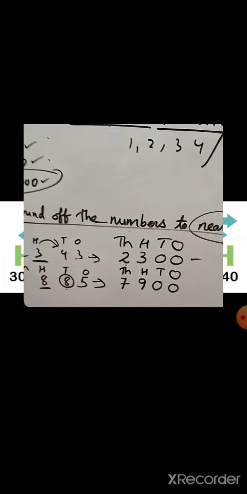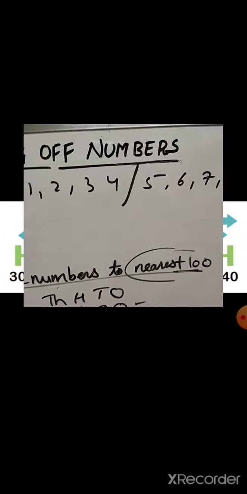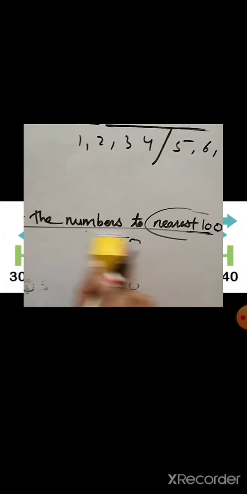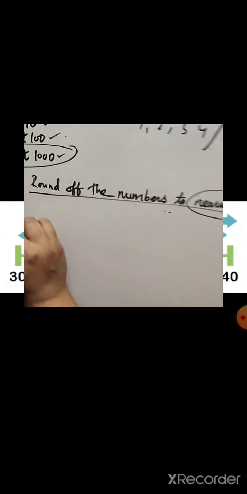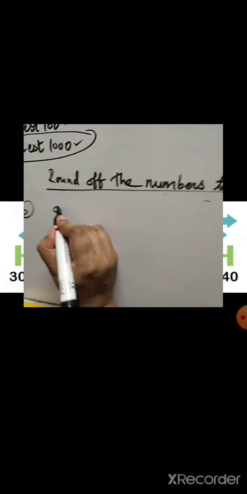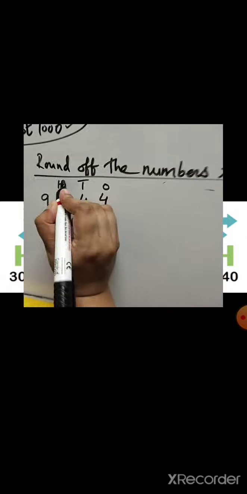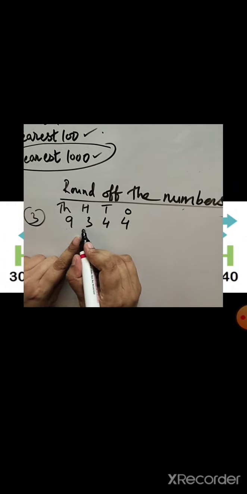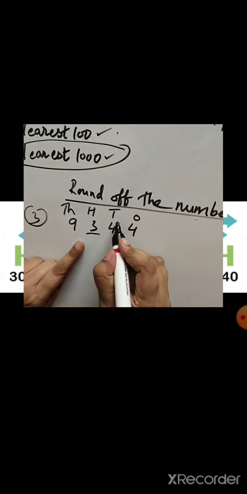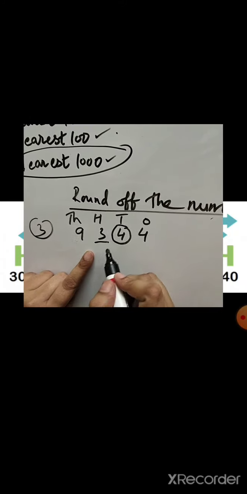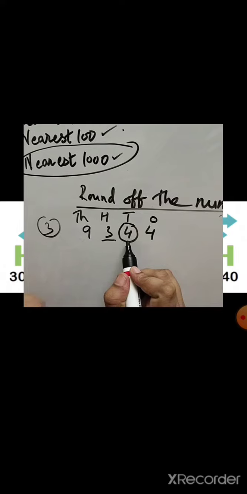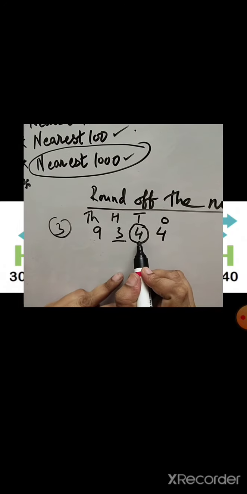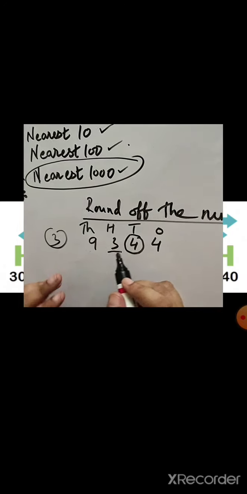Are you getting my point? Next. 9344. Let's write the positions quickly. Rounding off to nearest 100, so we will underline this and we are going to look at this number. It is clearly visible. It is 4. 1, 2, 3 and 4 are there. Then hundreds place will not change.